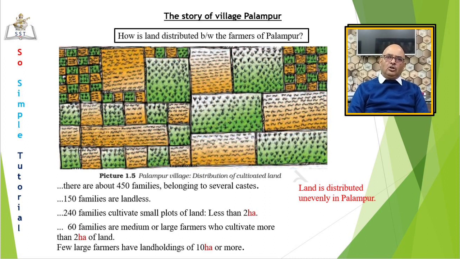Look at this picture on the screen. We can see the large number of small plots scattered around the village. Those seem to be less than 2 hectare plots. They are cultivated by the small farmers.